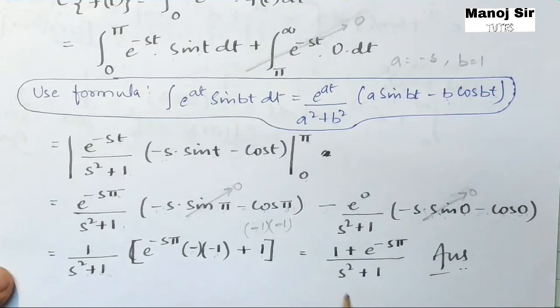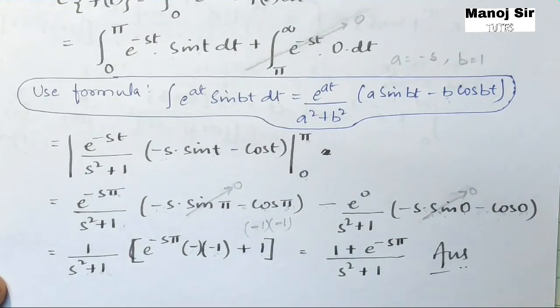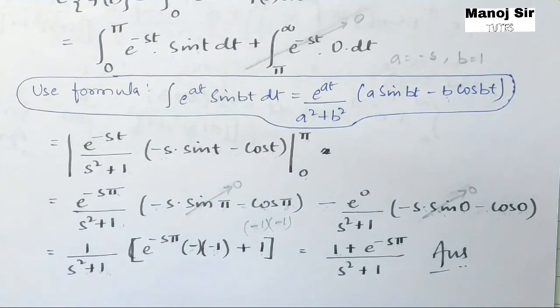Okay, fine. So finally we'll get the value, that is 1 plus, minus will become plus, e to the power minus s pi. So we can write this as 1 plus e to the power minus s pi upon s square plus 1, and this is my final answer. Okay, thank you so much.